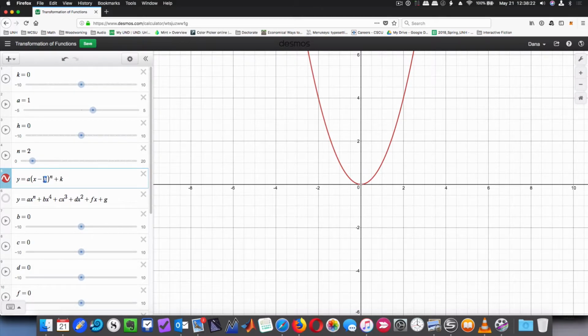So the vertex is (h, k), and as I said, you can think of it that way, or you can think of it as a transformation. By transformation, I mean a shifting to the right or to the left, or up and down. So I'm going to leave n the same, I'm going to leave a the same, I'm going to leave k the same, and I'm going to change h and watch what happens.